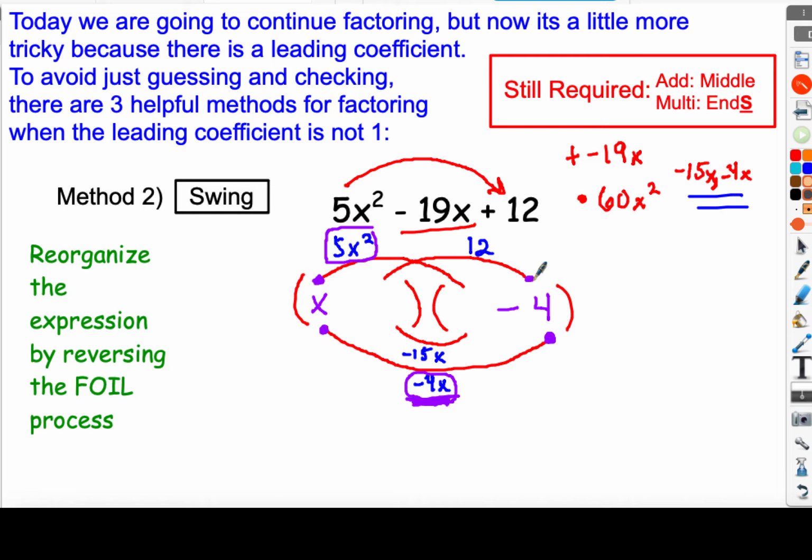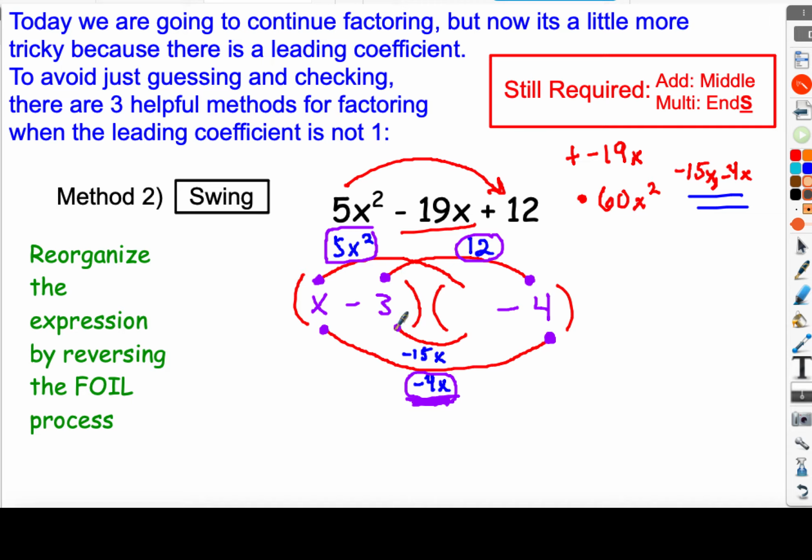Follow the next swing. Again, negative 4 is right here, times our other constant, has to give us our 12 up here. Well, negative 4 times what is going to give us 12? I would say that's negative 3. Negative 3 times negative 4 will give us 12.